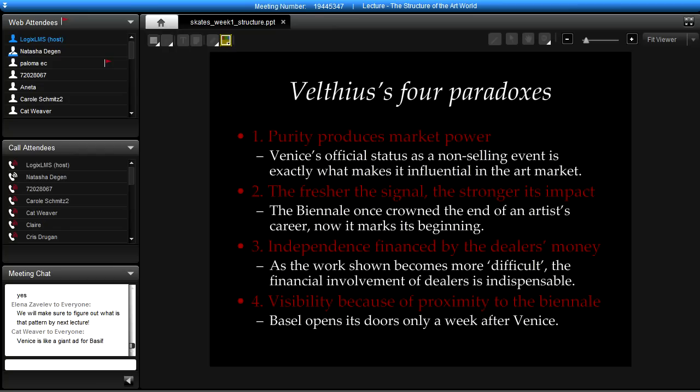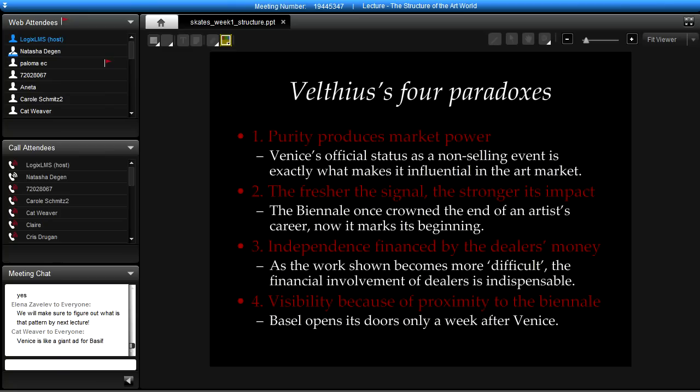The second paradox is the fresher the signal, the stronger its impact. Until fairly recently, participating in the Venice Biennale would be the sort of crowning achievement of an artist's career. So later in the career, they would be shown at the Venice Biennale, they might win an award, and it would be considered kind of recognition of a life's work. Now this is very different. An artist is typically shown either early in their career or sort of at the midpoint of their career. So their participation in the Biennale is much more influential because it occurs earlier in the artist's career.